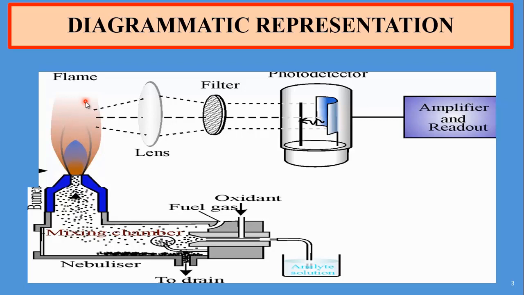And after emission, this light goes into a lens, then a filter, and after the filter it goes to the photodetector, which will detect the signal and give it to the amplifier and then the readout devices. So this is the simple representation of the atomic emission spectroscope.